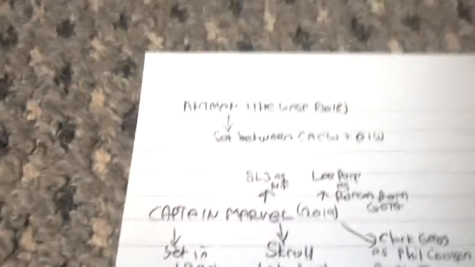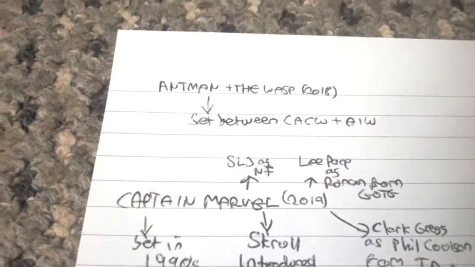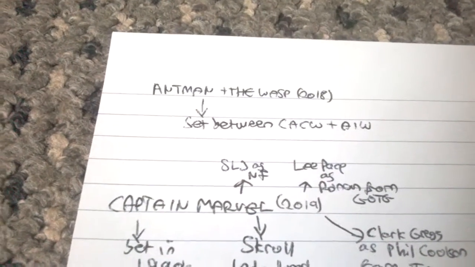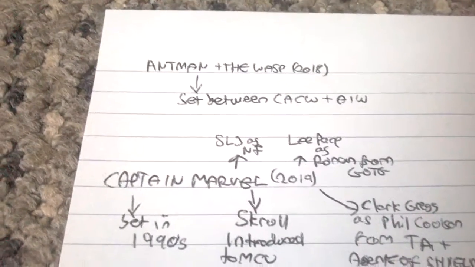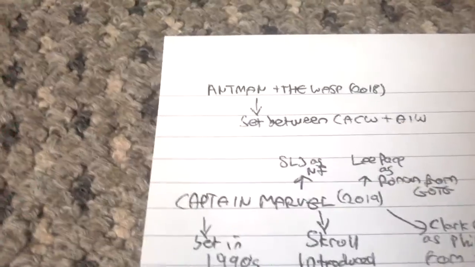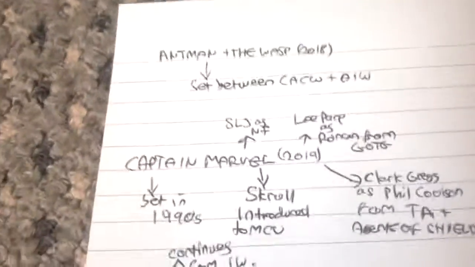Now here we have the last bits. These are upcoming films. Ant-Man and the Wasp, releasing in June 2018, I think it's June or July, is set between Captain America: Civil War and Avengers: Infinity War because Scott Lang, aka Ant-Man, is under house arrest.